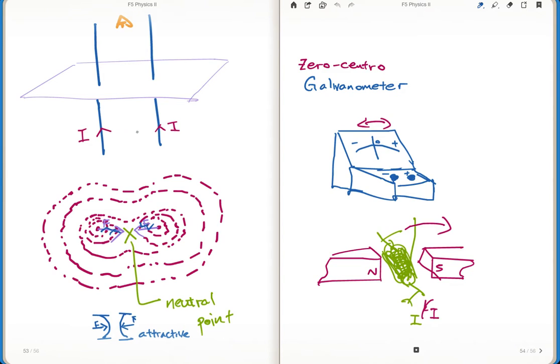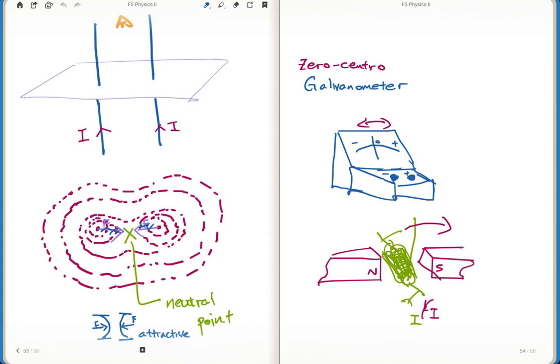When the current is in the same direction, represented by the dot, the magnetic field in the center actually cancels out. So same direction, attractive force. It applies here too. When the current flows in the same direction, you have an attractive force.